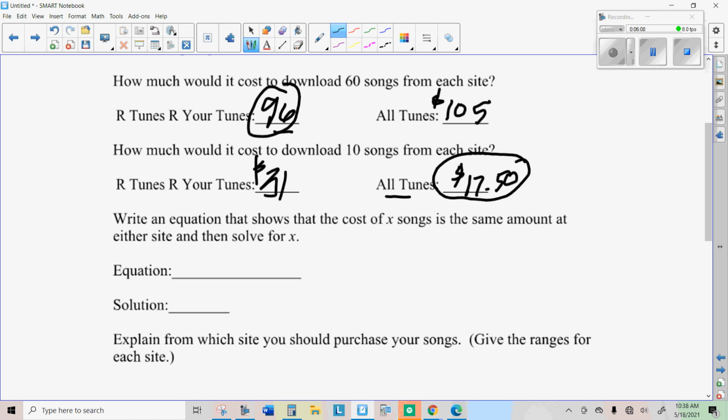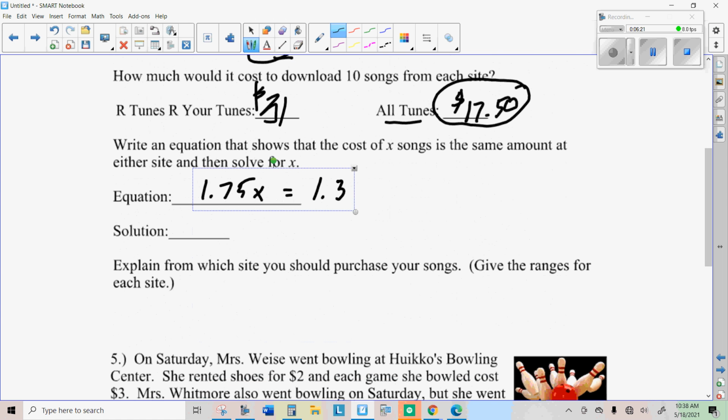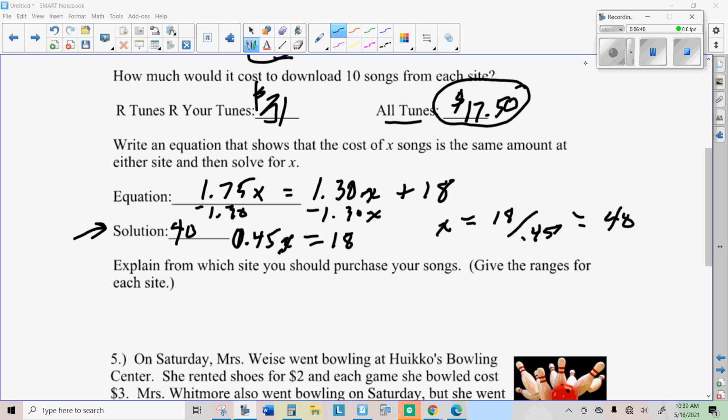For All Tunes, it's just $1.75 times the number of songs. For the other site, it's $1.30, I believe, times the number of songs you buy, plus an $18 membership fee. Now what you're going to do is balance that equation to find the solution, and that solution will tell you the number of songs where it's the same for both. Go ahead and do that.